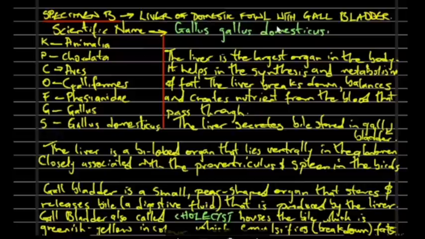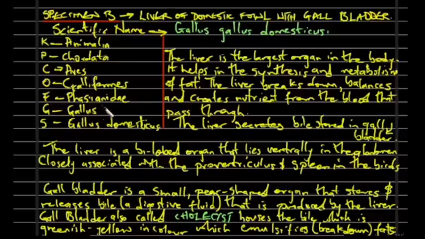Specimen B is the liver of the domestic fowl with gallbladder. Now, this animal, the domestic fowl, has its scientific name to be Gallus domesticus, as written here. We also have its taxonomy written as well, starting with the kingdom. The kingdom is Animalia. We have the phylum to be Chordata. We have the class to be Aves. We have the order to be Galliformes.